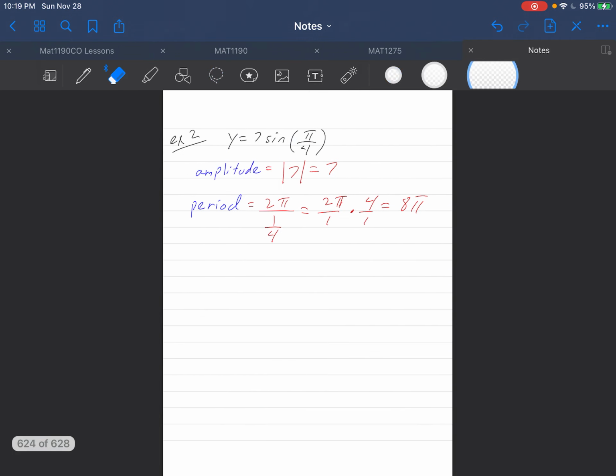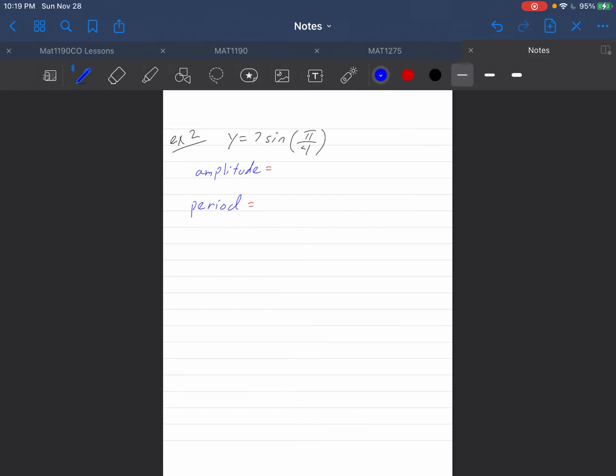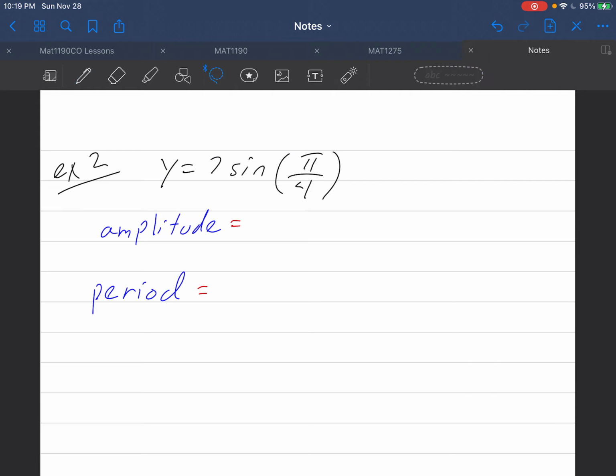Let's take a look at something else. I forgot to erase these, which is okay. y equals 7 times the sine of, again, I forgot the x, so let's put that in. It has to be some kind of variable there. 7 times the sine of pi over 4 times x, right? So now the coefficient is equal to pi over 4. Sometimes this is written like so: y equals 7 times the sine of pi x over 4.